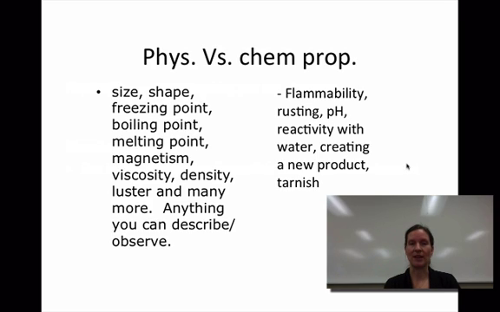Chemical properties, on the other hand, again, are those ones you can only assess once the substance has reacted or is reacting. So how flammable is it? Does it rust? What is the pH, which has to do with the chemical structure? How reactive? Does it react with water? Is it creating a new product? Does it tarnish? Does it make a precipitate? All of these words that describe the fact that the composition of the compounds or the elements have changed, those would have to do with the chemical properties.